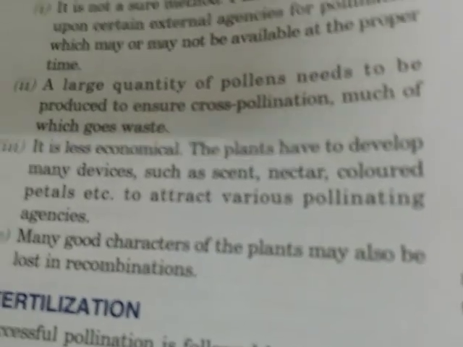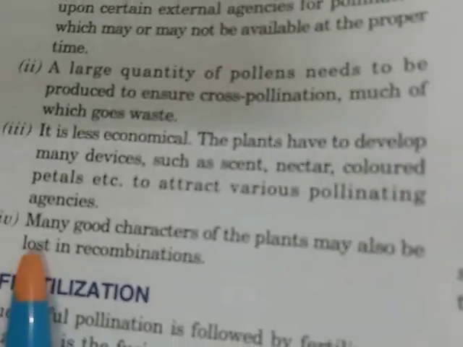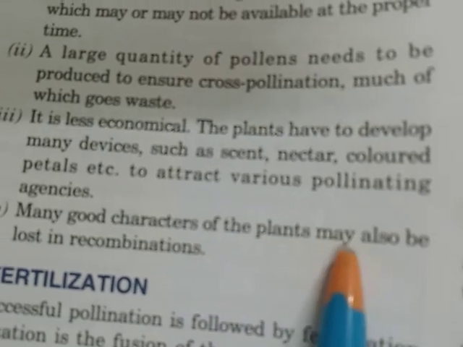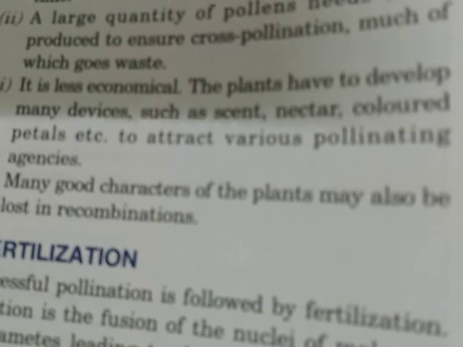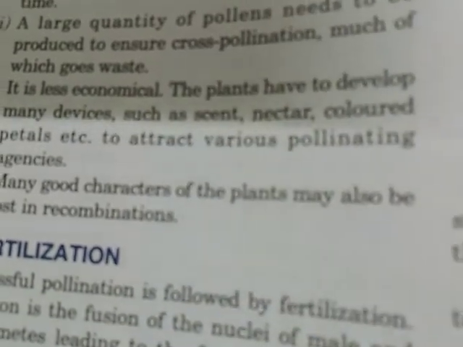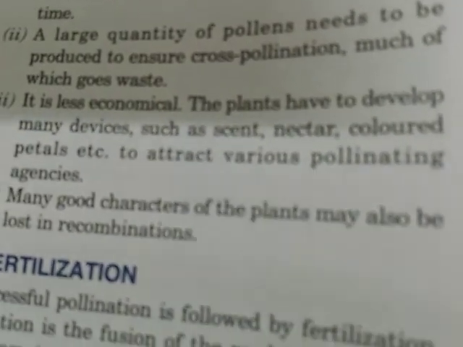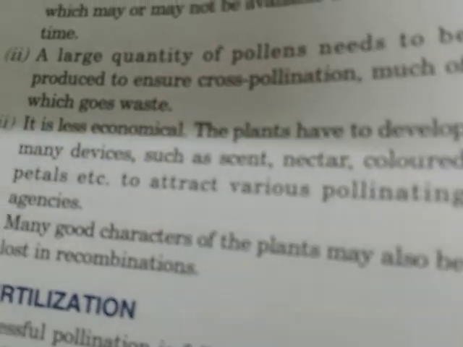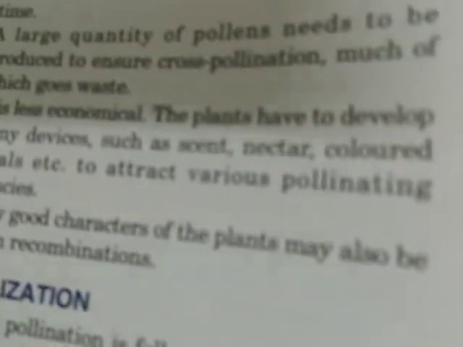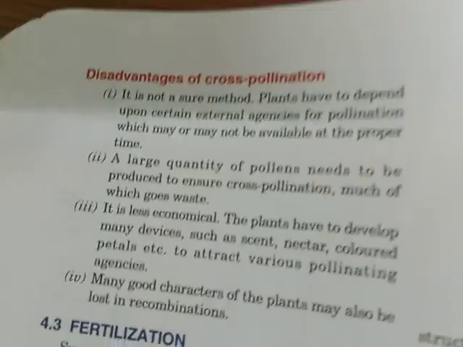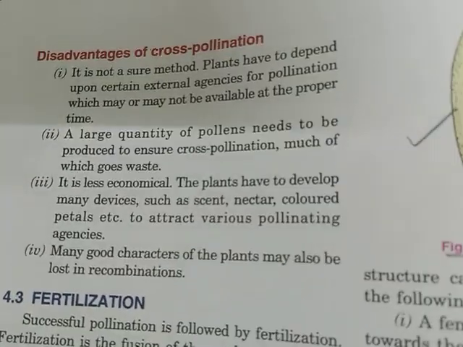So it is less economical. Many good characters of the plants may also be lost in the recombination, as recombination takes place in cross pollination. So children, many useful characters of the plant are lost in such recombination. So these are the disadvantages of cross pollination.